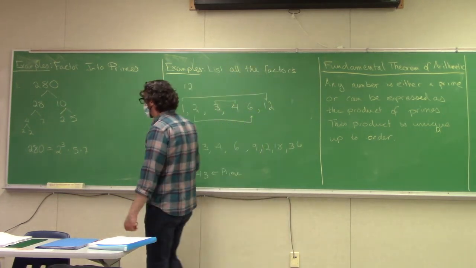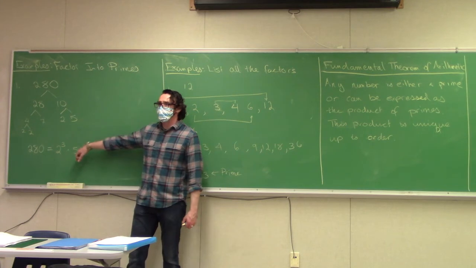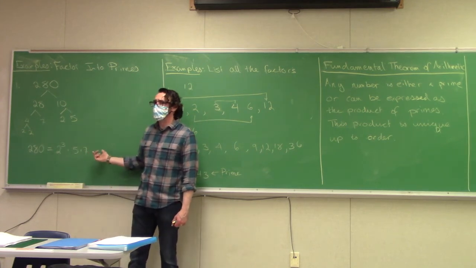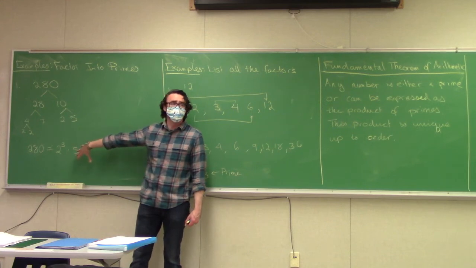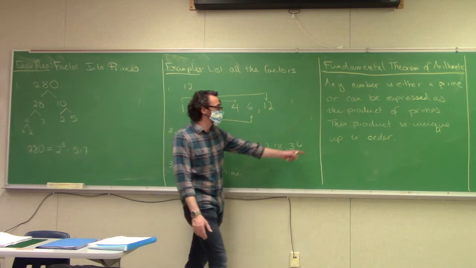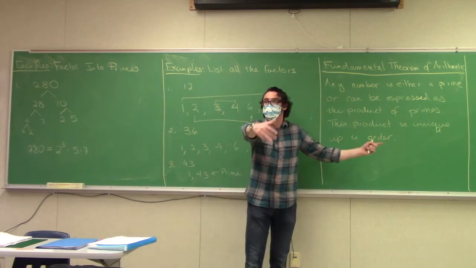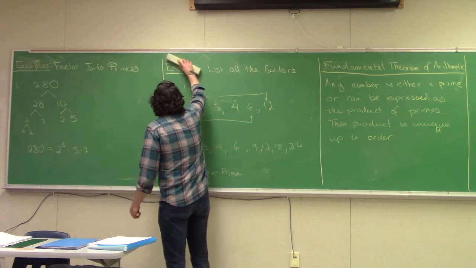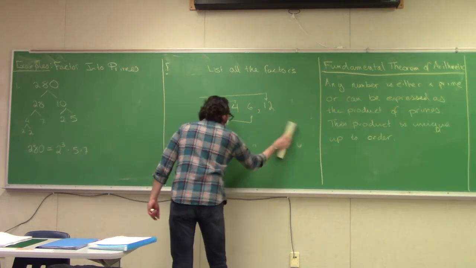In other words, if somebody comes up and says, oh, I found 11 on this list, well, something went wrong, because if you throw in an 11, you're going to get something different than 280. It's unique up to order. You can't throw in new primes. Okay. So let's do another factor tree.